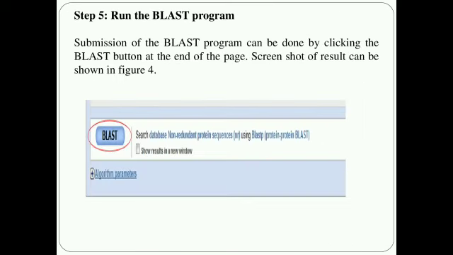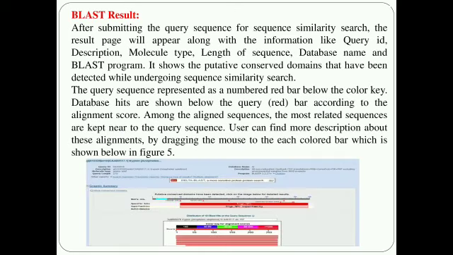Then step 5. Run the BLAST program. After submission, click on the BLAST button. BLAST result. After submitting the query sequence for sequence similarity search, the result page will appear along with information like query ID, description, molecule type, length of sequence, database name, and BLAST program.